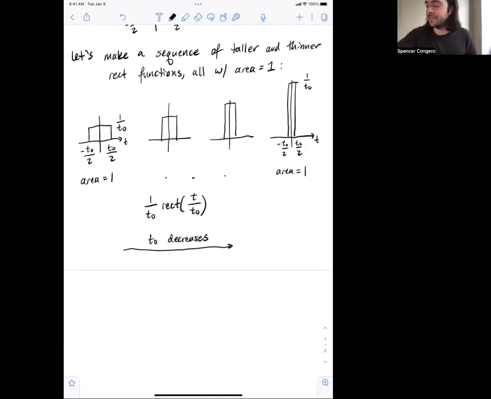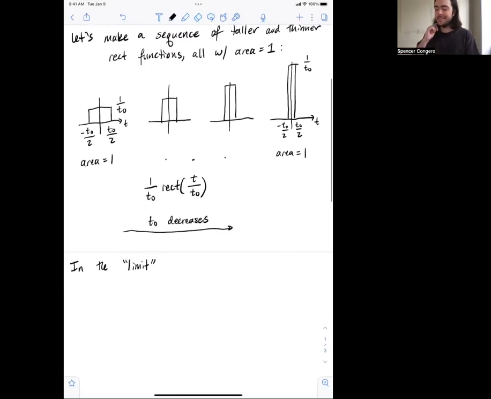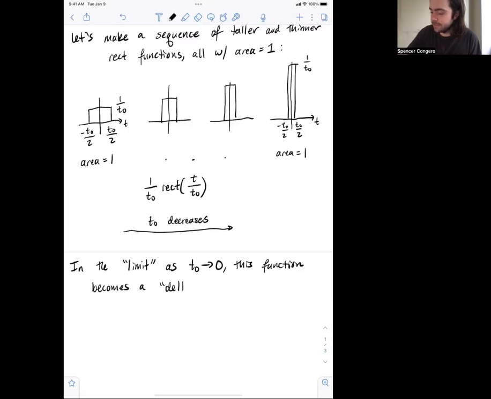Okay, so this is the picture to have in your head, and then I'll write in the limit, and I'm going to put limit in quotes because what we get at the end is not even really a function. I'll talk about that in 1 second. But in the limit, as t naught goes to 0, this function becomes a delta function. And we denote it delta of t. So that's a Greek delta.